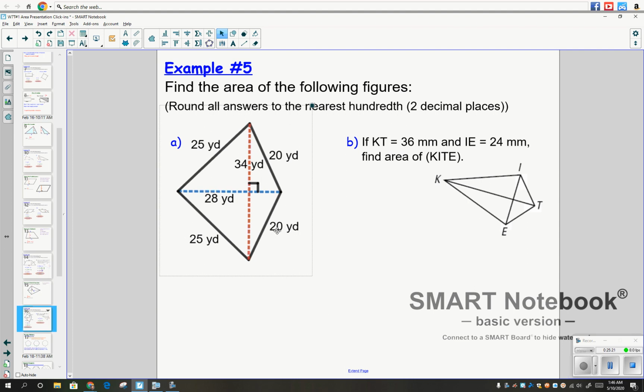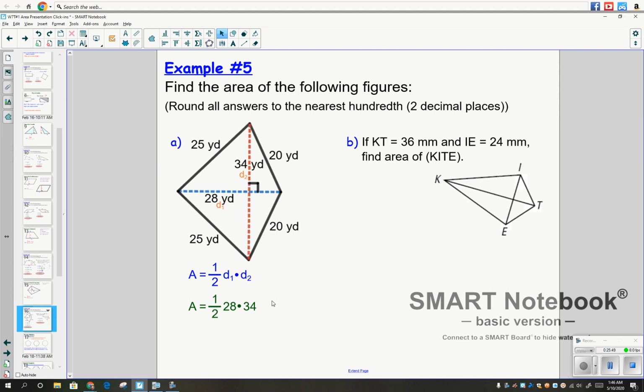2 sets of consecutive sides are equal. What's the formula I use? 1/2 times d1 times d2. Diagonal 1 times diagonal 2. So if I look at this, does it matter which one's diagonal 1? No. I called 28 diagonal 1, 34 diagonal 2, so I have 1/2 times 28 times 34.